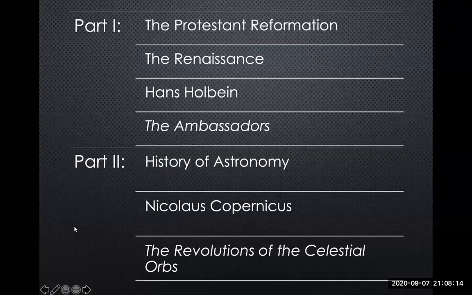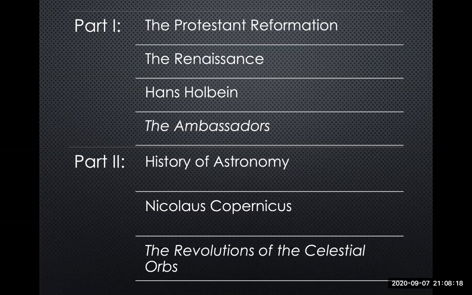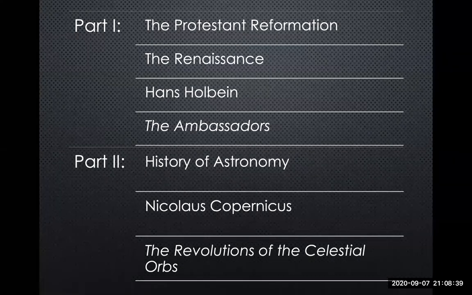The plan for today, I want to start by picking up where we left off with the Protestant Reformation. We talked about Luther at the very beginning of this, looking at Luther as the catalyst for the Protestant Reformation. I want to talk a little bit about where it goes after that. Then I do want to look at this term, the Renaissance, looking at this time period, looking at what it means, looking at how things change. Then look at Hans Holbein in particular and look at his great work, The Ambassadors, which I'm excited to talk about with you all.